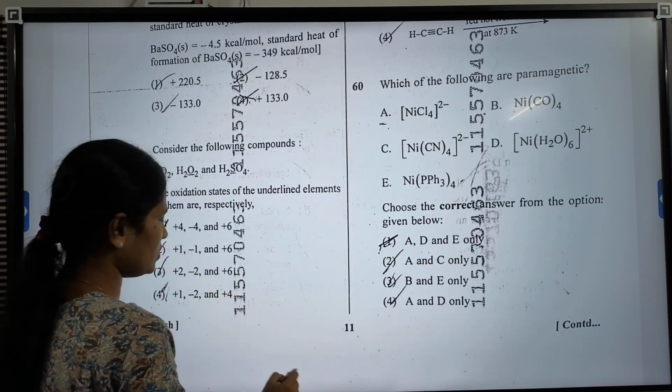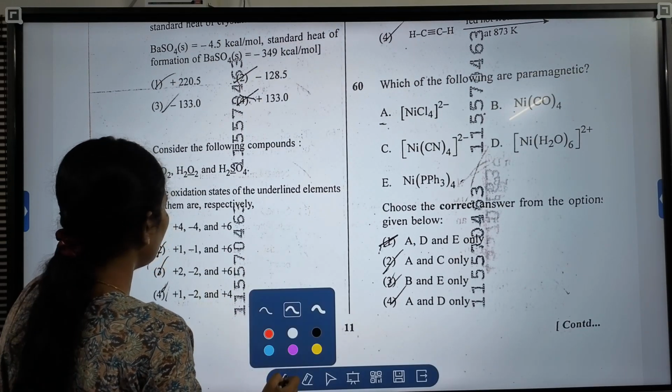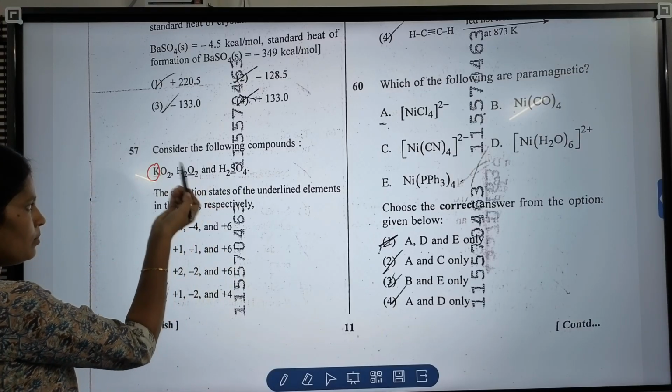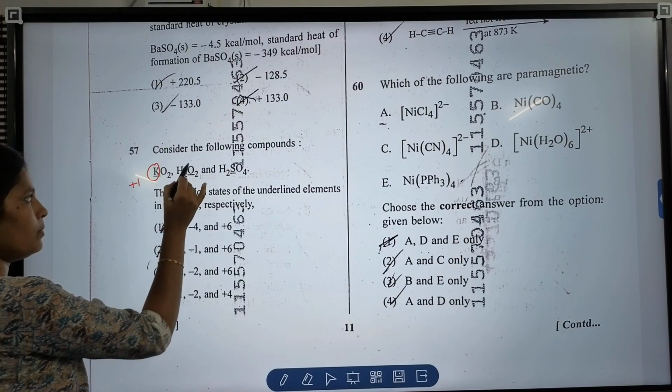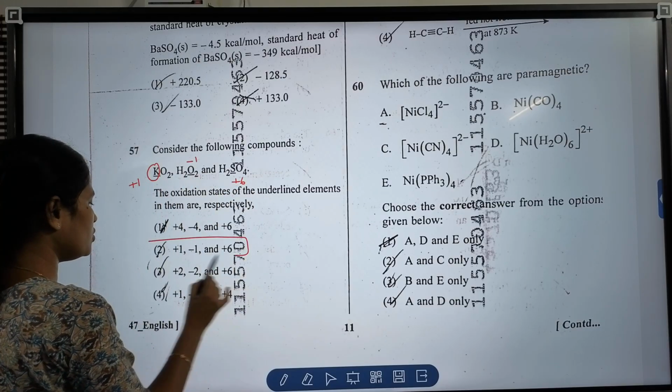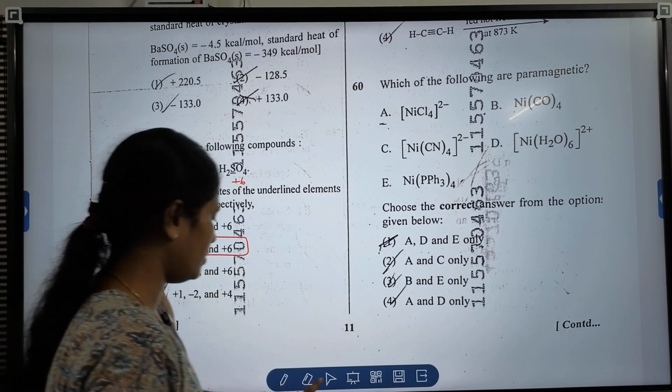Number 57, a direct question from Redox. Look at this oxidation number. You need not worry about the next one. Potassium in a combined form is plus 1. Peroxide is minus 1. Sulfur is plus 6. So we can go with option number 2. No confusion here.